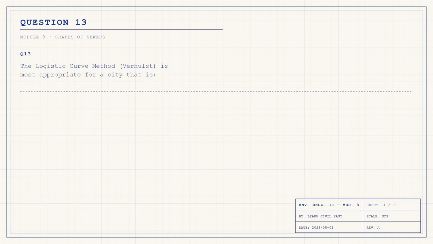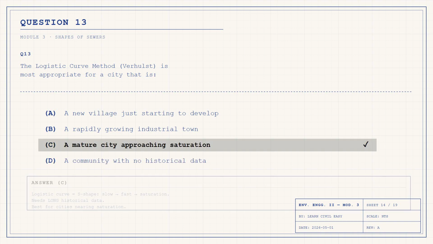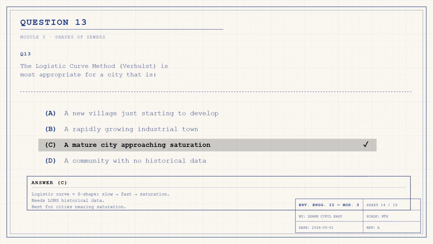Question 13. Logistic curve method best suited for? The correct answer is C, a mature city approaching saturation. The logistic curve is an S shape, slow start, fast middle, then a flat saturation. Verhulst proposed it. It needs long historical data, so it does not suit small villages or new towns.